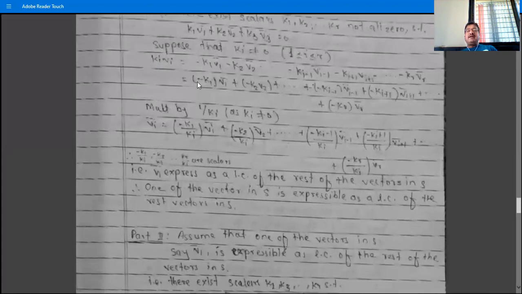Then we keep ki vi on the LHS. From this equation we keep ki vi on the LHS and shift all the remaining terms to the RHS. So what are they? Minus k1 v1 minus k2 v2 and in this way, up to minus k(i-1) v(i-1), the previous term of ki vi, then the terms after ki vi: minus k(i+1) v(i+1) minus ... minus kr vr. So we have ki vi equal to the negative of these terms, and write minus k1 v1 as minus in bracket k1 v1, similarly for the others.